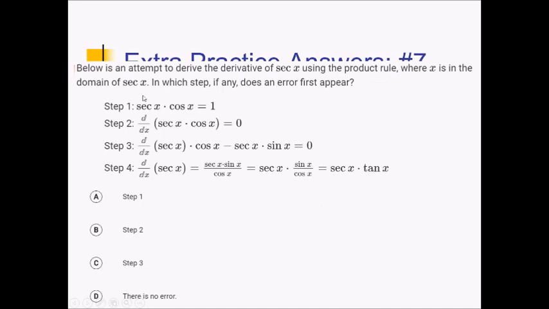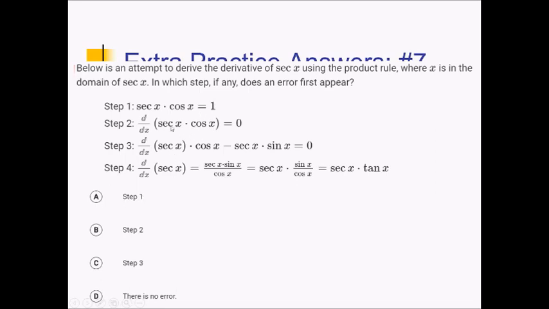On this problem, below is an attempt to derive the derivative of secant of x using the product rule, and x is in the domain of secant of x. In which step, if any, does an error first appear? So this is basically we have to check their work. So step 1, they're saying secant of x times cosine of x equals 1. That is a true statement. Secant of x is 1 over cosine of x, so naturally multiplying cosine and its reciprocal should give you 1. So step 1 is good. We can eliminate that. There's nothing wrong there.